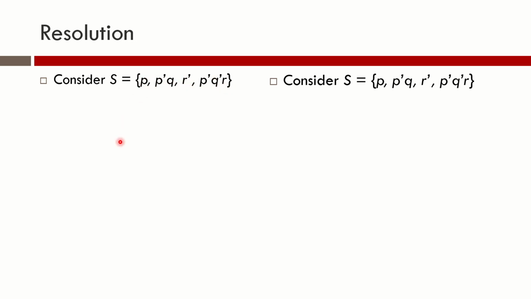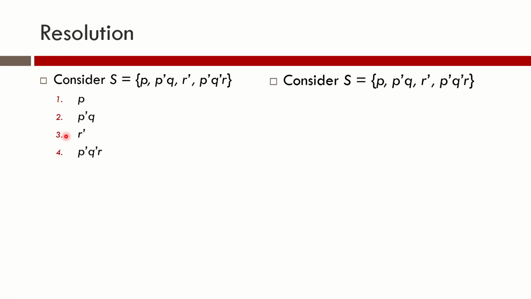Now we will write it one by one. We will number the clauses and write them downwards. So we have P, complement Q, R complement, P complement Q complement R. This is nothing but the clauses written downwards and numbered. Okay, now we will apply the resolution rule.